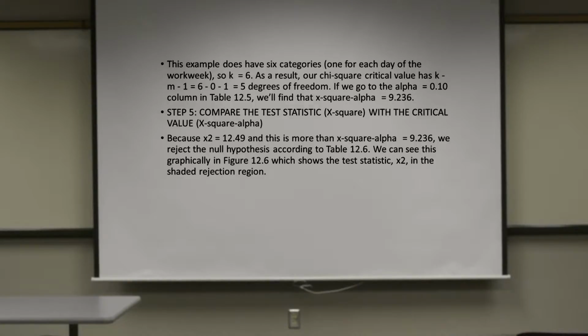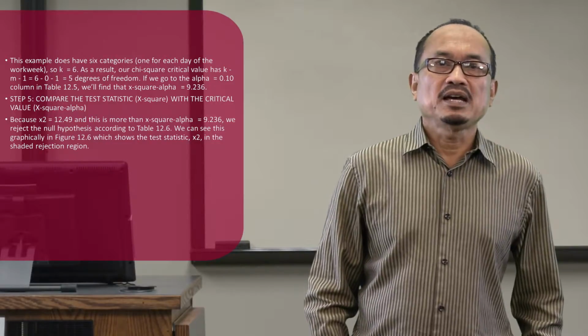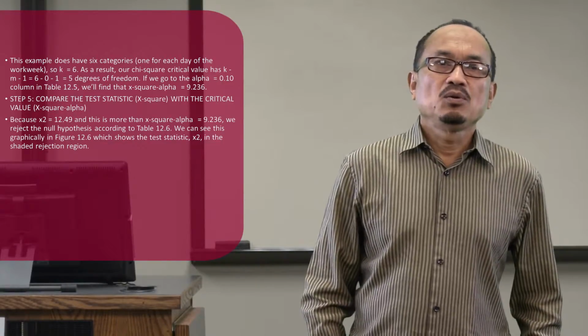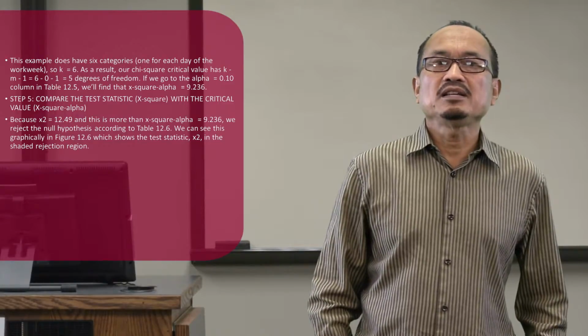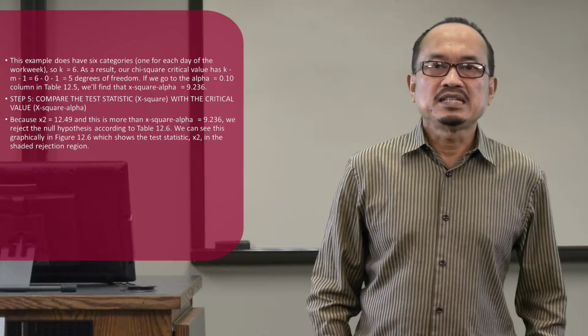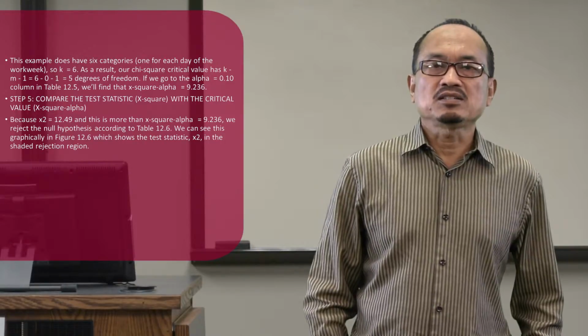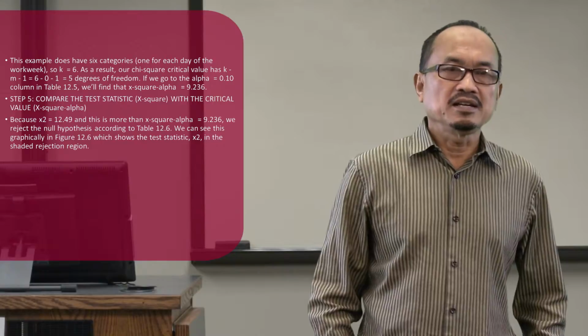If we go to the alpha equal to 0.1 column in table 12.5, we will find that X squared alpha is equal to 9.236. Step 5. Compare the test statistic, X squared, with the critical value, X squared alpha. Because X squared equal to 12.49 is more than X squared alpha equal to 9.236, we reject the null hypothesis according to table 12.6. We can see this graphically in figure 12.6, which shows the test statistic X squared in the shaded rejection region.